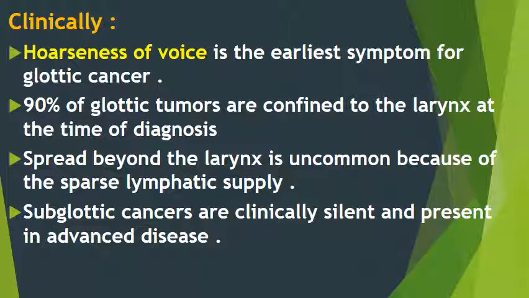90% of the glottic cancers are confined to the larynx at the time of the diagnosis. Therefore, the glottic tumors have a better prognosis than other types of tumor in other locations of the larynx. Spread beyond the larynx is uncommon because of the sparse lymphatic supply. Subglottic cancers are clinically silent, so patients usually present with advanced disease.